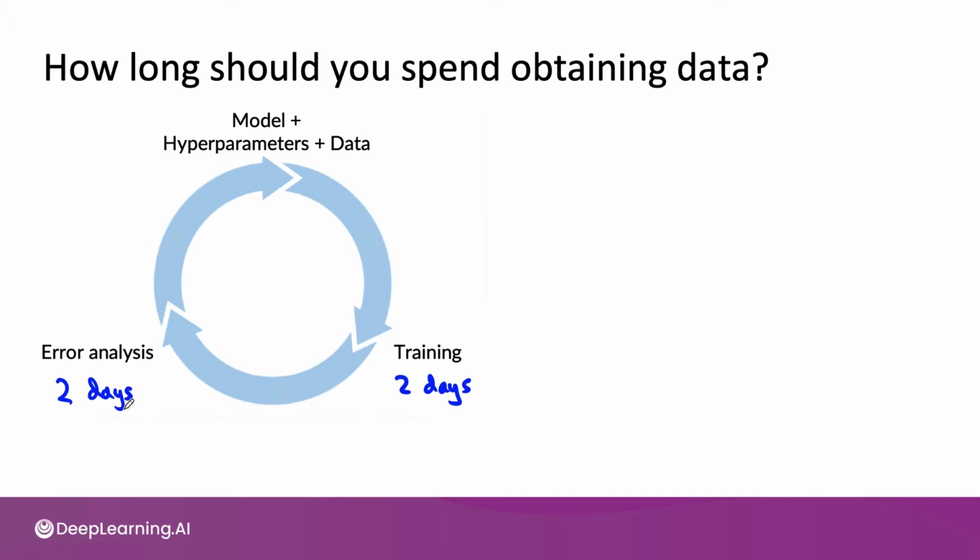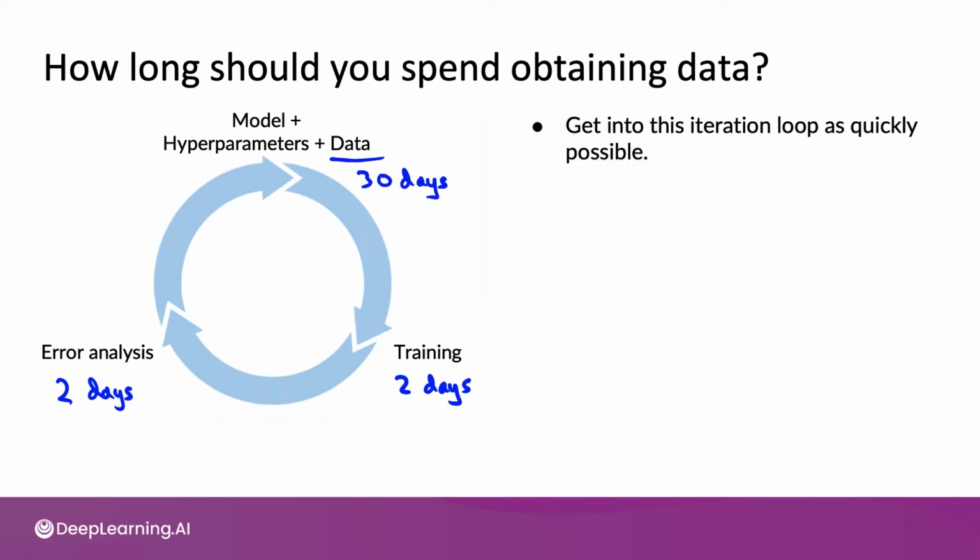If this is the case, I would urge you not to spend 30 days collecting data because that will delay by a whole month you're getting into this iteration. Instead, I urge you to get in this iteration loop as quickly as possible. So training a model and error analysis might take just a couple days. I would urge you to ask yourself, what if you were to give yourself only 2 days to collect data? Would that help get you into this loop much more quickly?